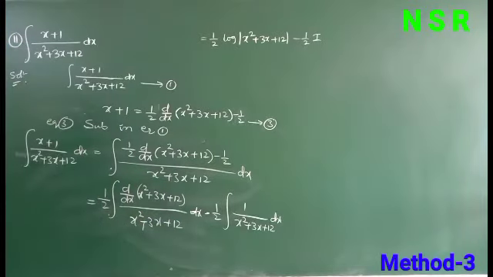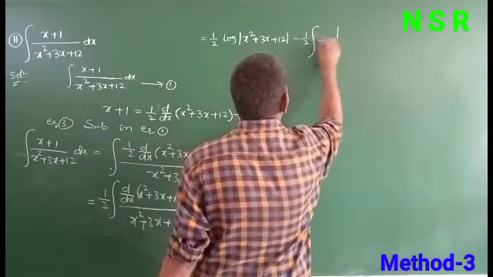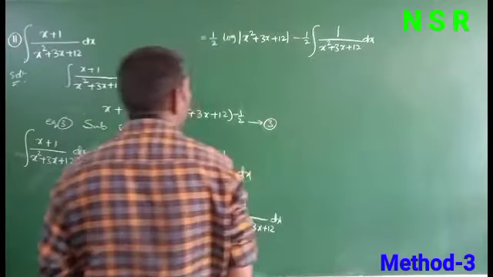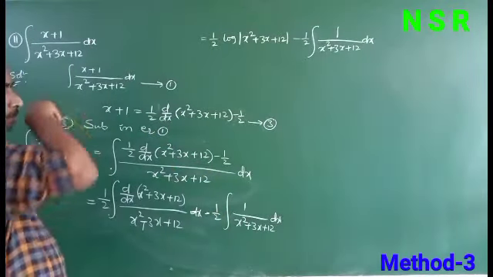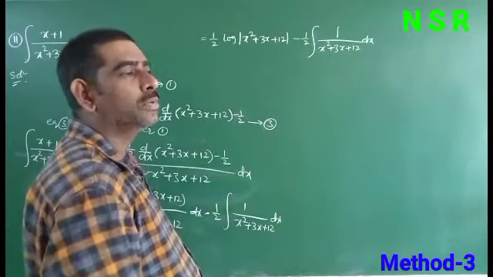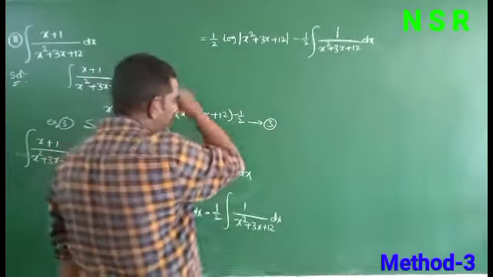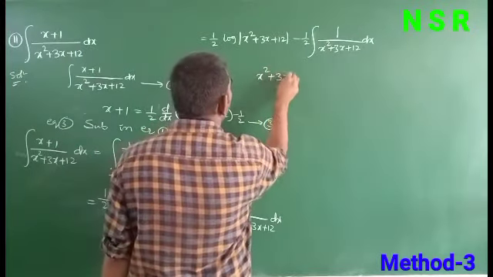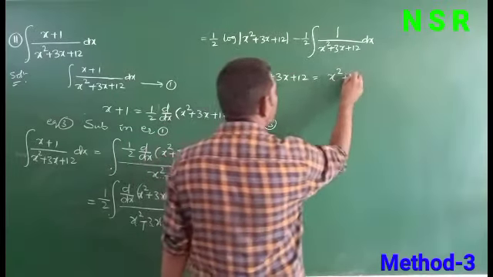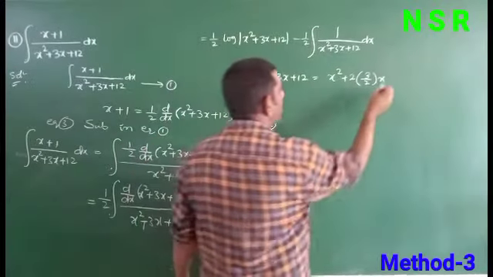So otherwise, write as it is here, the integration of 1 by (x square plus 3x plus 12) dx. Now we have to find the value of x square plus 3x plus 12. So this equation changes into x square plus a square, or x square minus a square, or a square minus x square form. So x square plus 3x plus 12 we can write as x square plus, so here 3 is an odd number, so multiply and divide with 2, we get 2 into 3 by 2 into x plus 12.